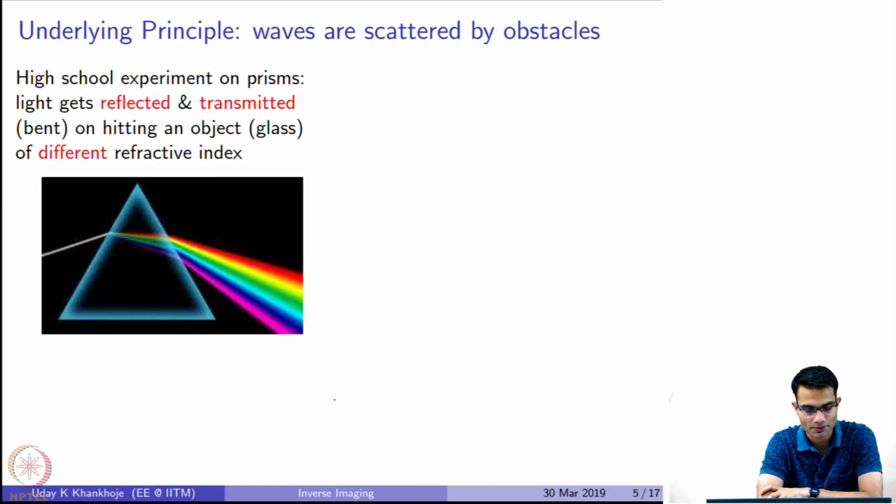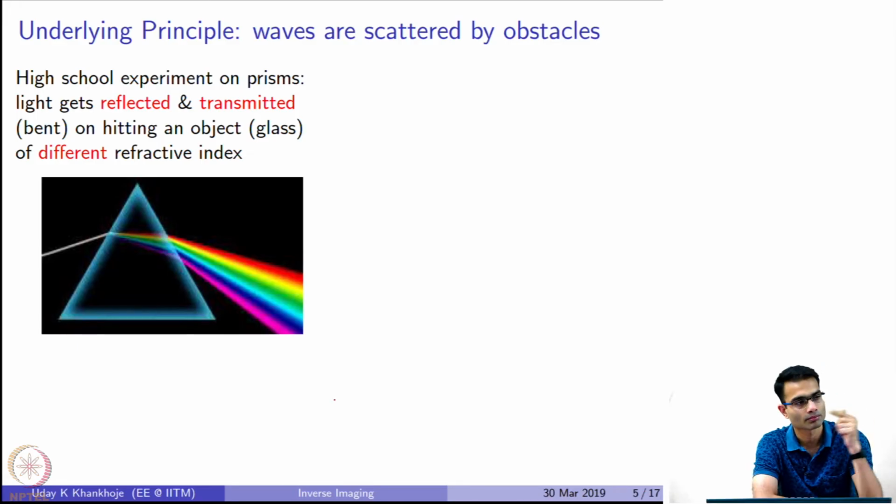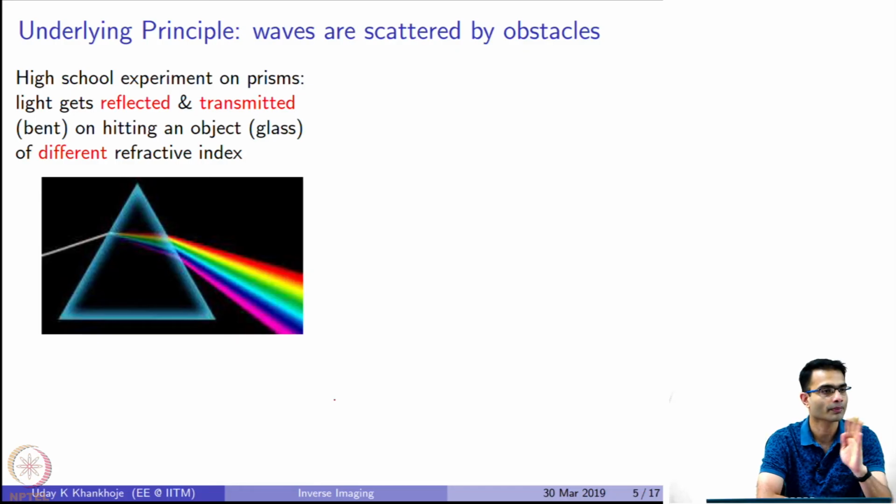Everyone has seen this experiment in school, right. You have a prism, send light through it, and light gets bent, right. Now, the precise reason why light gets bent is because all the colors have different refractive indices, okay. That is the more detailed explanation. But what you can see is, why did this beam of light get bent in the first place? Because it encountered a different medium, different refractive index, right. That is what caused the wave to scatter, or in this case we will say refract. Now, the same principle I can apply to microwave radiation, right.